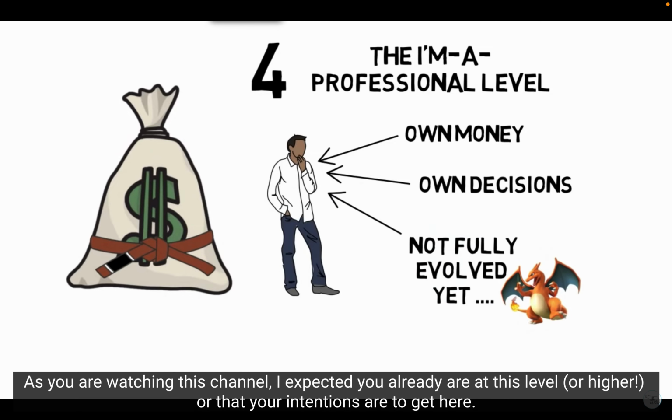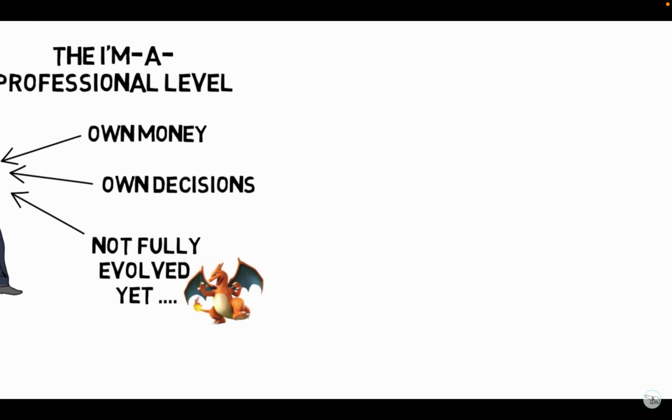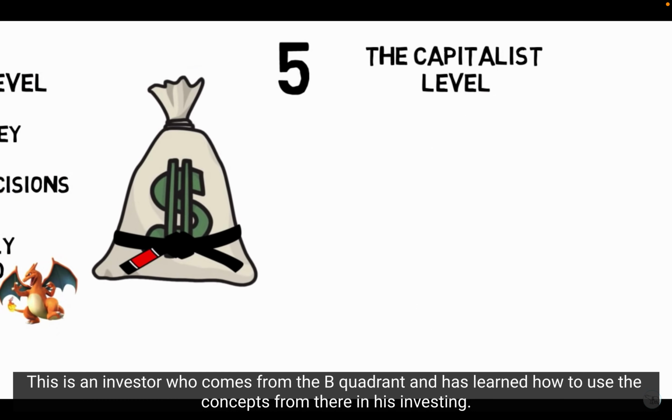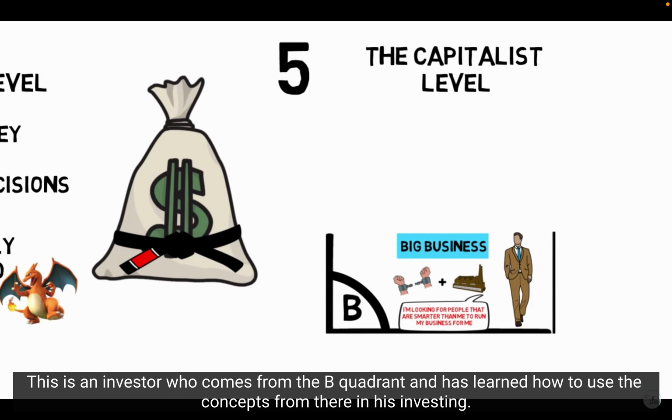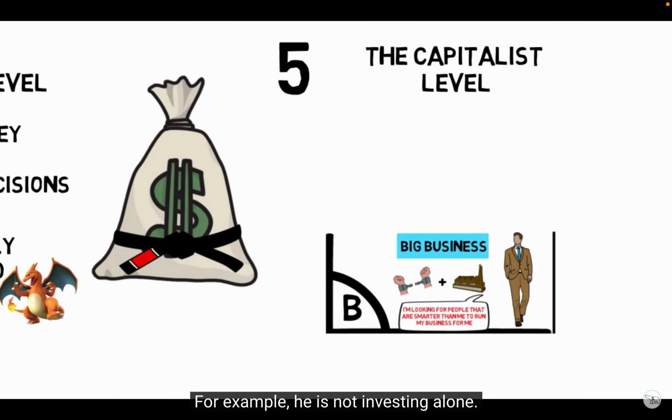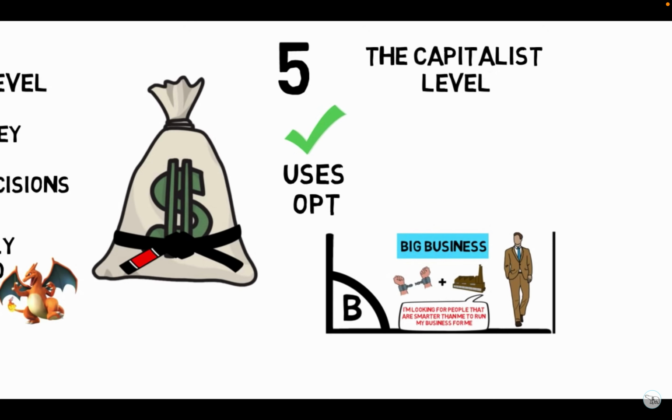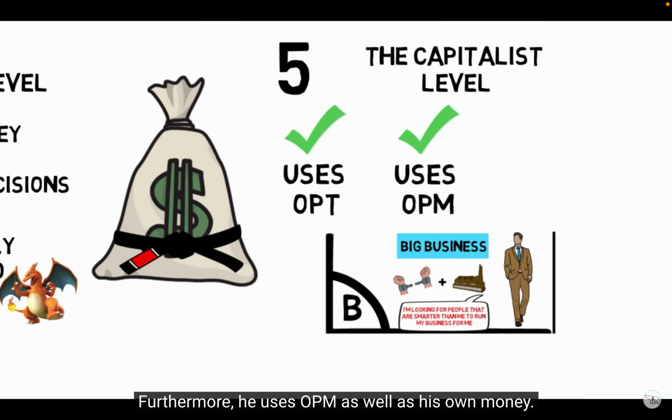As you are watching this channel, I expect that you already are at this level, or higher, or that your intentions are to get here. 5. The capitalist level. This is an investor who comes from the B quadrant and has learned how to use the concepts from there in his investing. For example, he is not investing alone. He has advisors that help him gather information about the markets, and in that using OPT. Furthermore, he uses OPM as well as his own money.